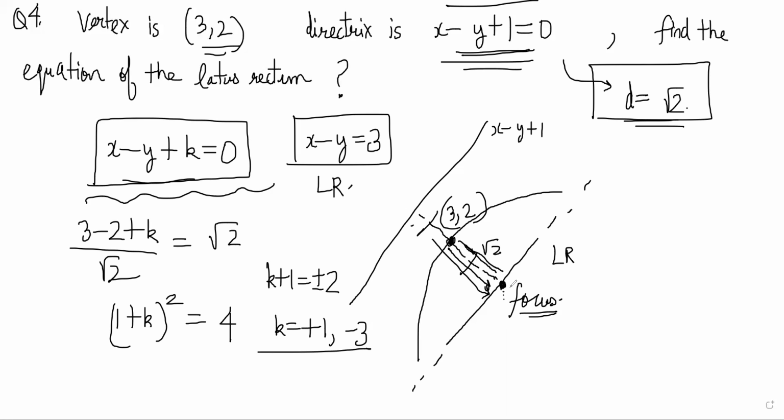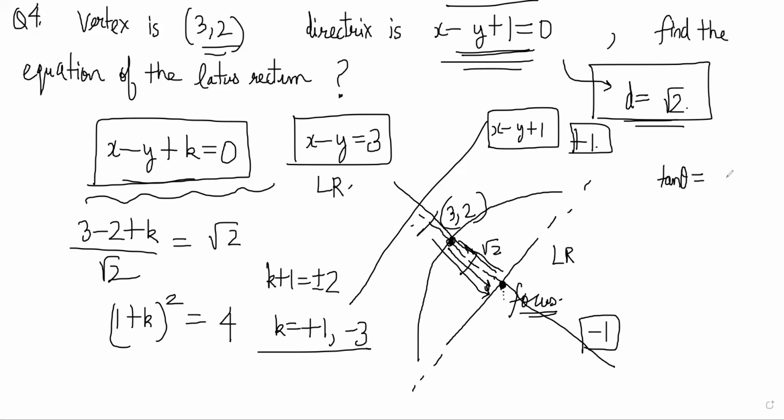So what you need is the slope of this line. The line x minus y plus 1 has slope plus 1, so this line's slope is minus 1. So tan theta is equal to minus 1, so you can say theta is minus 45.